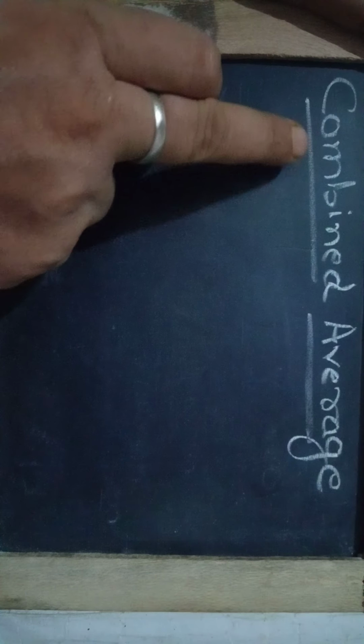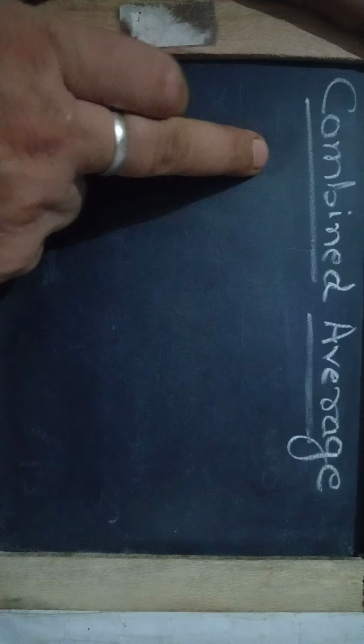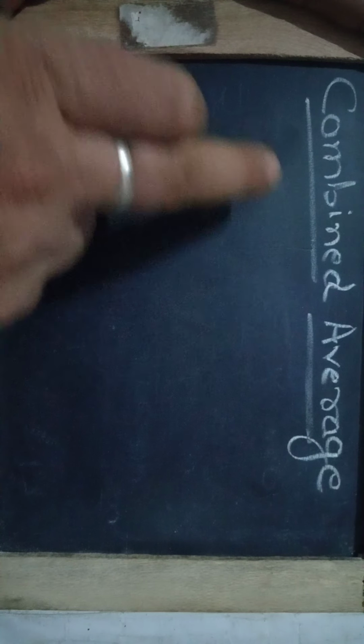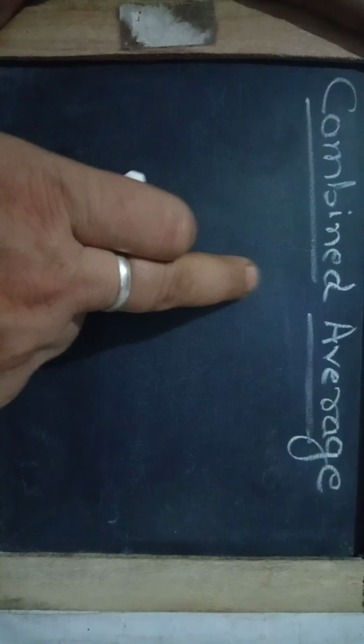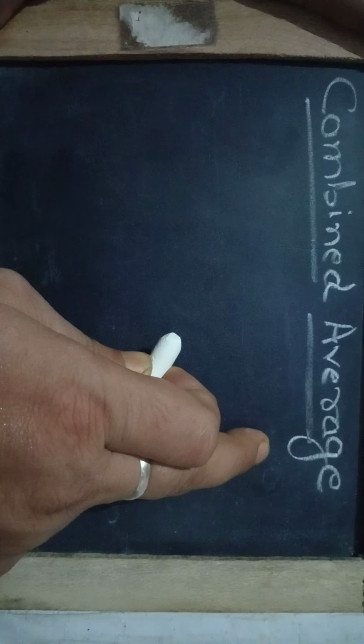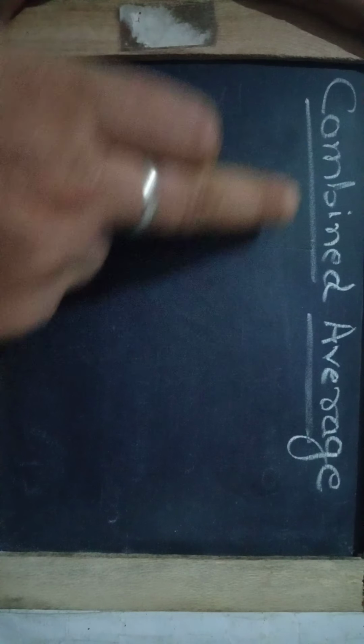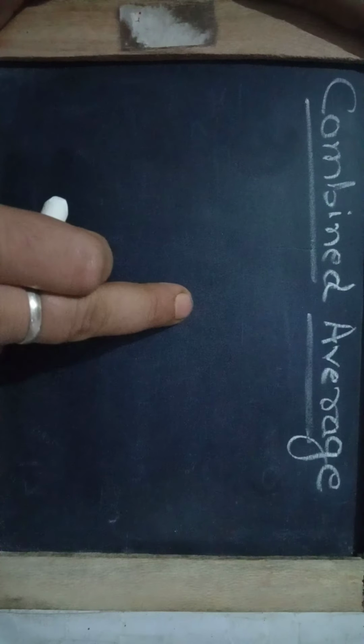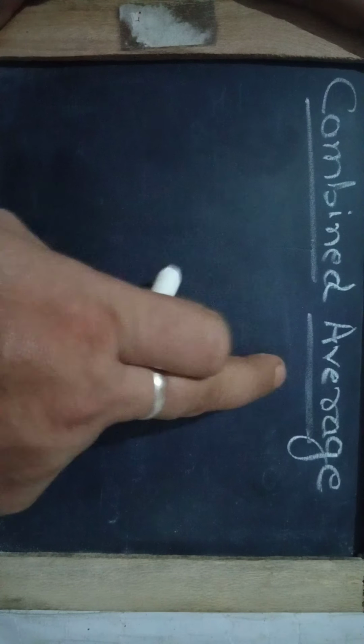Today we learn the combined average with an example. If there is more than one group and the corresponding averages, then there is the combined average. We understand it well by the formula of combined average.